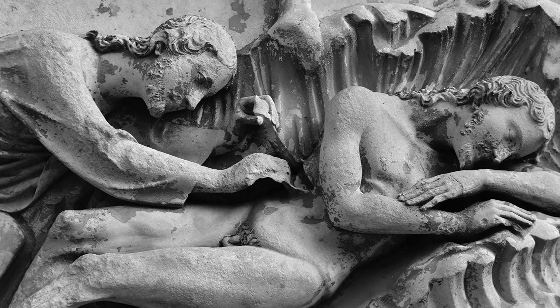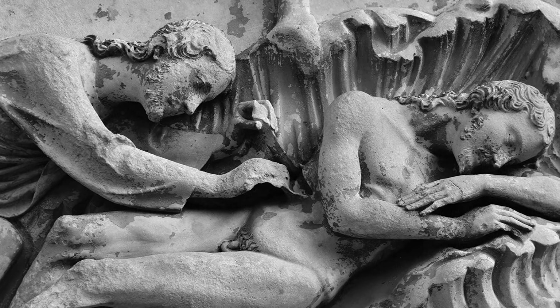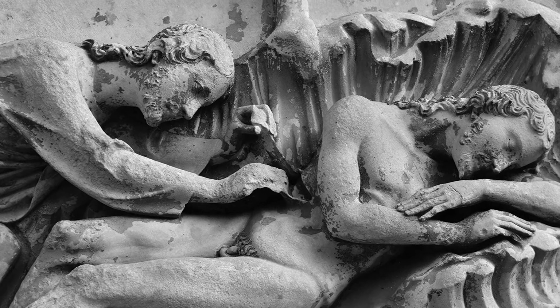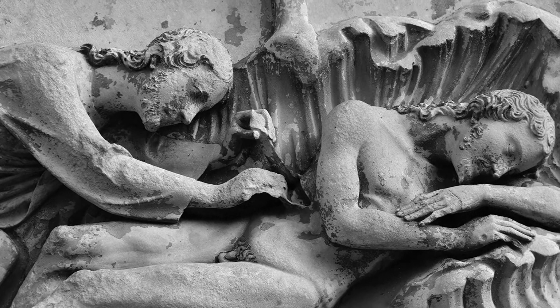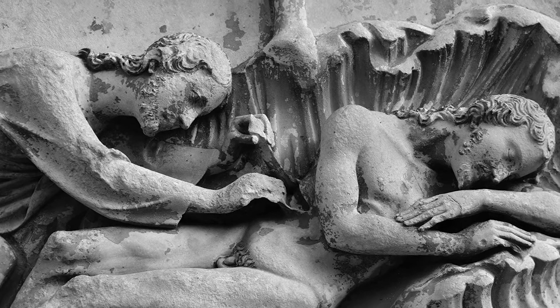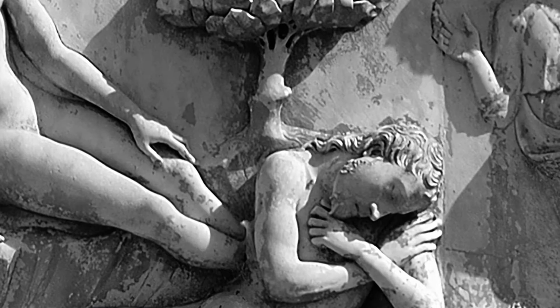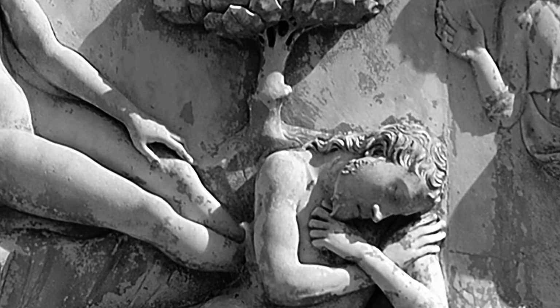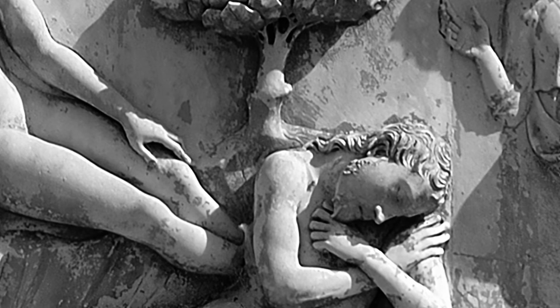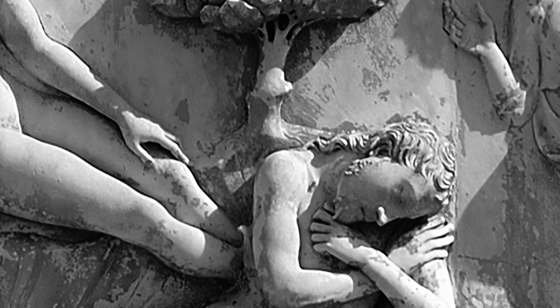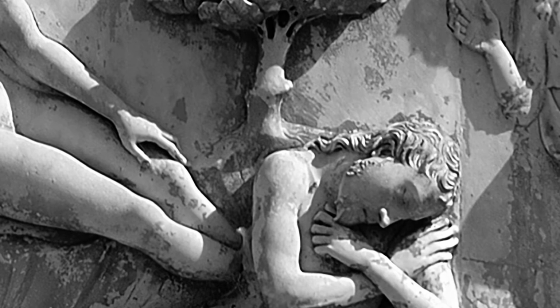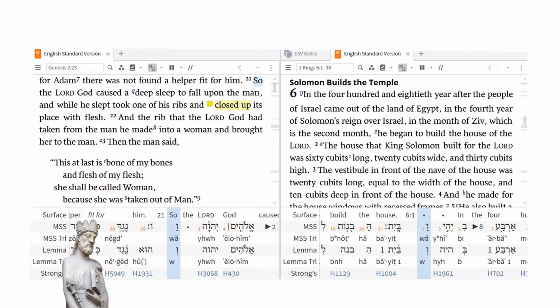And here we have, so the Lord God caused a deep sleep to fall upon the man, that's Adam, and while he slept, took one of his ribs and closed up its place with flesh. And the rib that the Lord God had taken from the man he made, literally built, into a woman and brought her to the man. Then the man said, "This is at last bone of my bones and flesh of my flesh." Now, what's interesting about this, and others have noted this before, is some of this language, the vocabulary is unique.